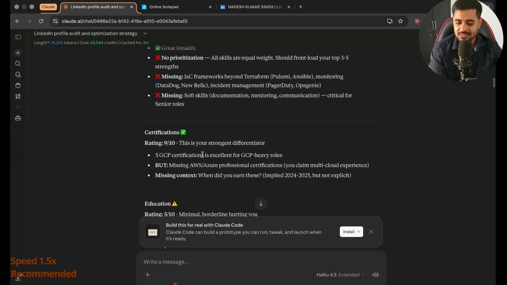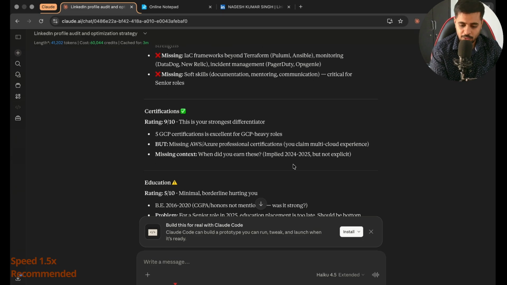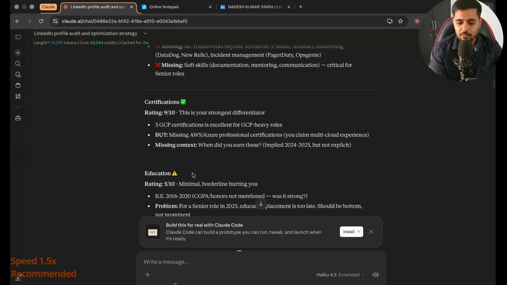Certification, great. Rating is 9 by 10. This is a strong differentiator. 5 GCP certifications is excellent for GCP heavy roles. Okay, but missing AWS, so I need to be multi-cloud. So I have started to learn Azure too. AWS I know a bit, but yeah, Azure is something which I need to learn. So I have multi-cloud experience. Missing context, when did you earn these? Implied 2024, 2025, but not explicit.